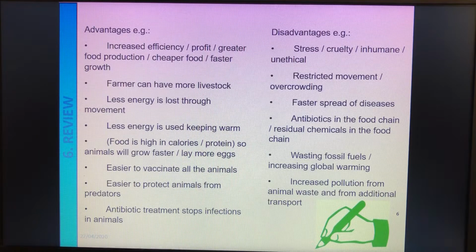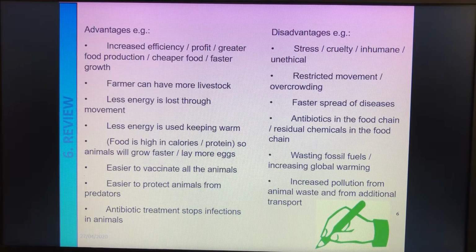Okay, there's more livestock because there's less space. Sorry, no, even though they've got less space, they've got more of them in that space. Forgive me. Okay, disadvantages: stress, cruelty, inhumane, unethical, animal rights, all those sorts of things. They've got restricted movement, they're overcrowded, faster spread of disease because they're all next to each other.